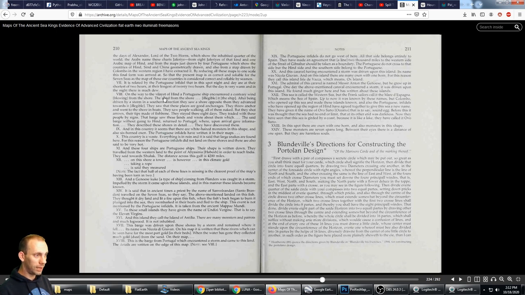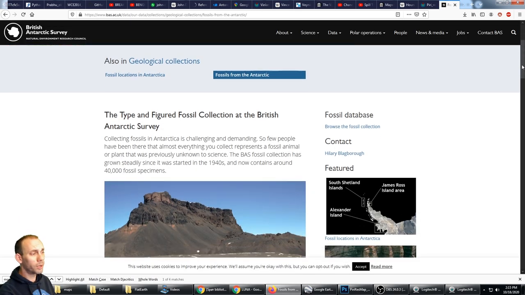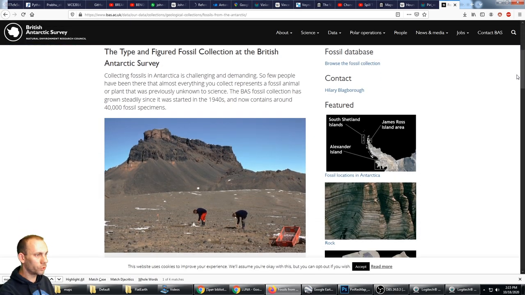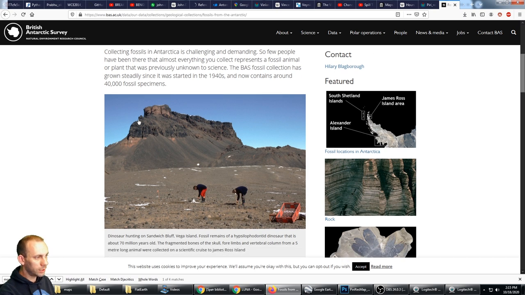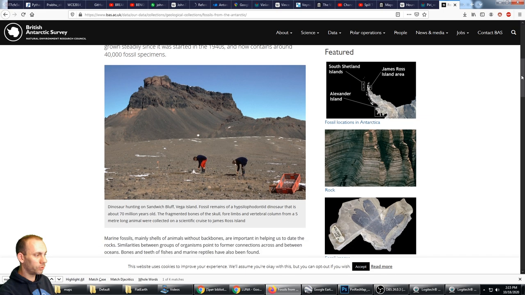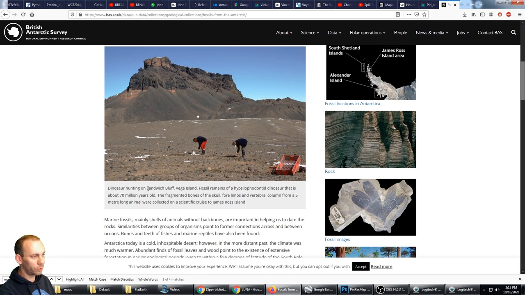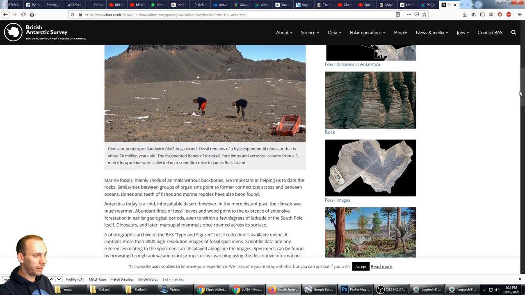Now, that seems pretty strange, that Antarctica is very hot and we have snakes, large snakes, it says. Large snakes are found here. From the British Antarctic Survey, collecting fossils in Antarctica. And you can see this doesn't look all that cold. Dry land with no ice again, and they're dinosaur hunting down there in Antarctica.